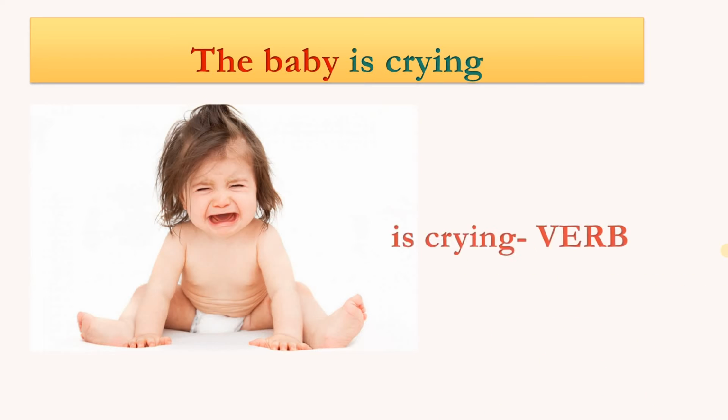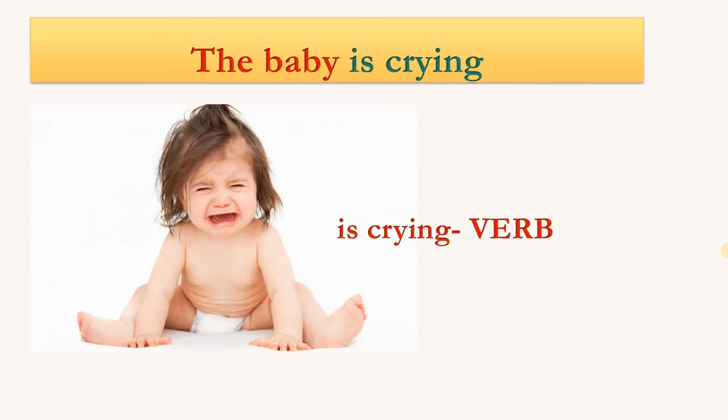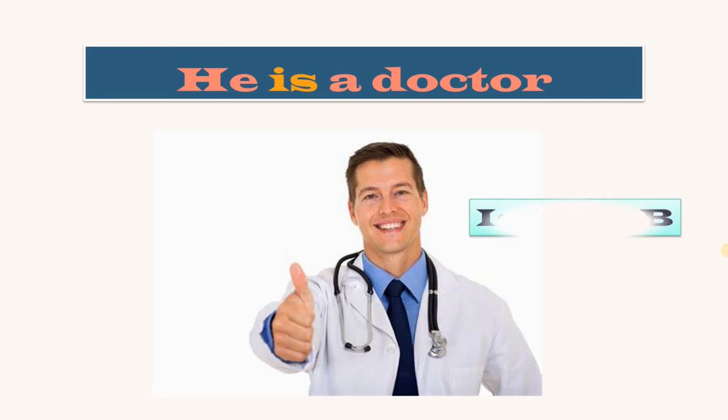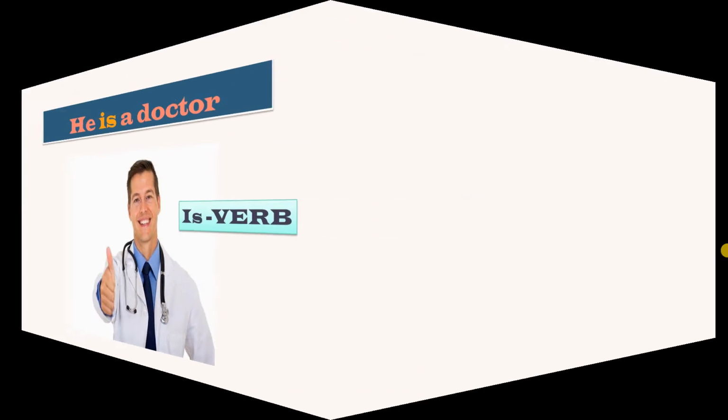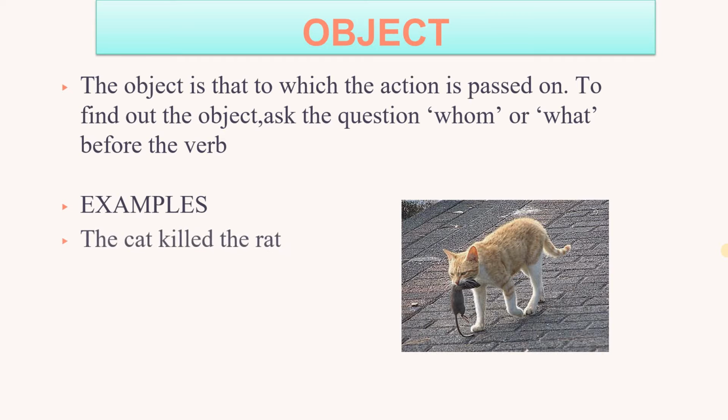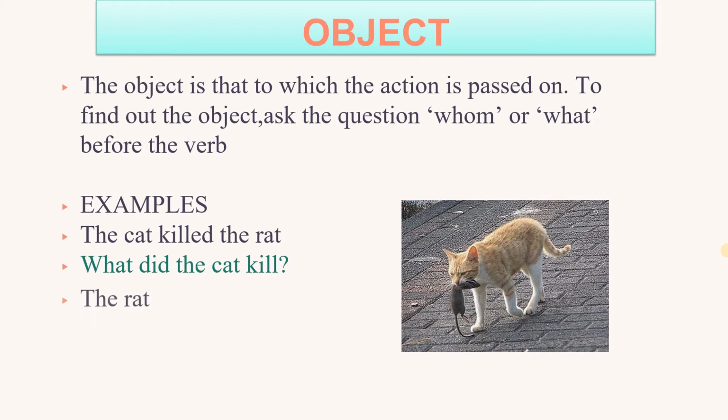For example, the baby is crying. Here, is crying is a verb. He is a doctor. Is a verb here. Now, object. The object is that to which the action is passed on. To find out the object, ask the question whom or what before the verb.